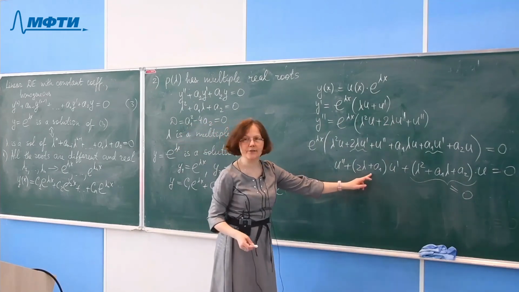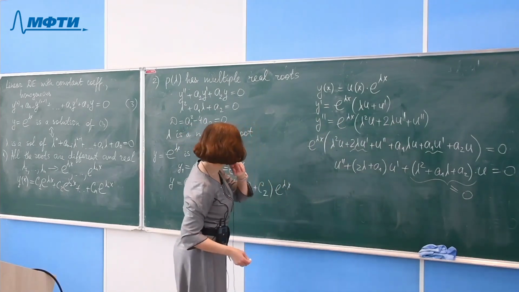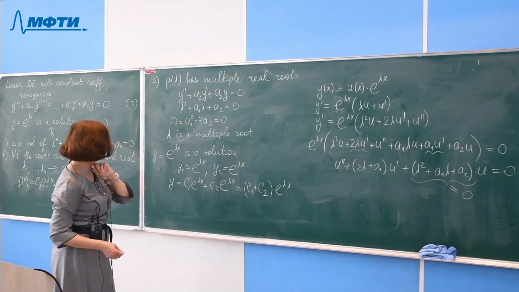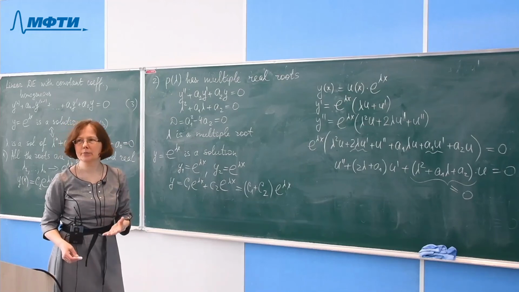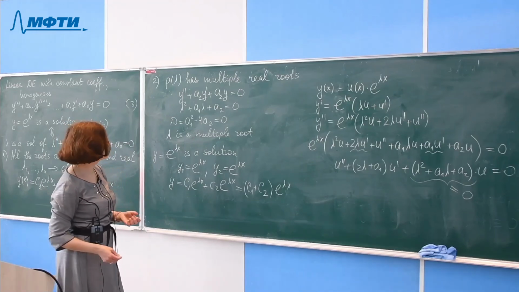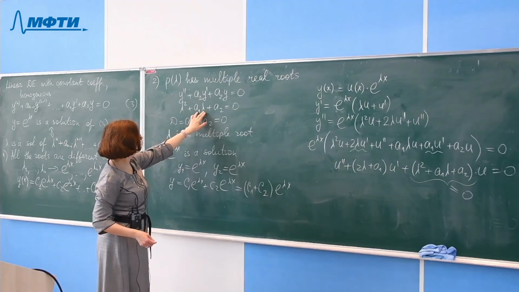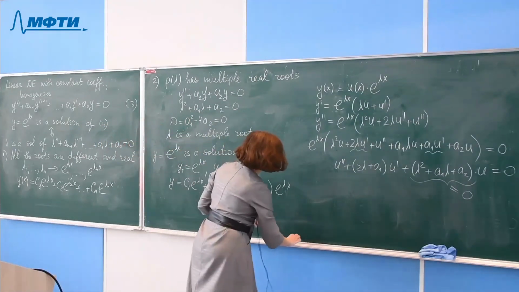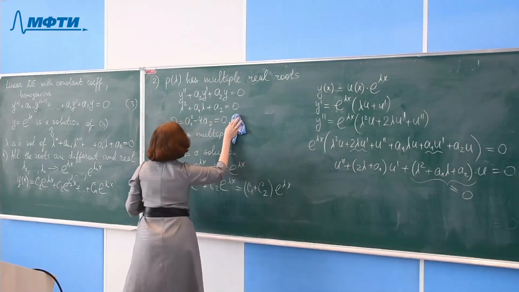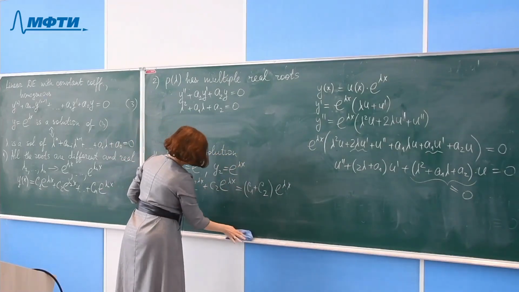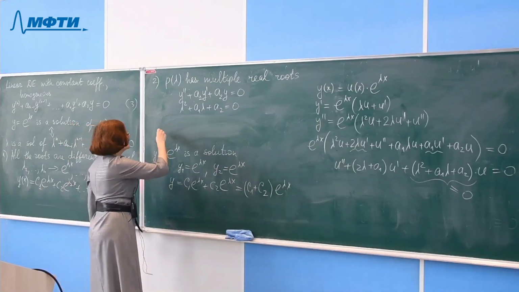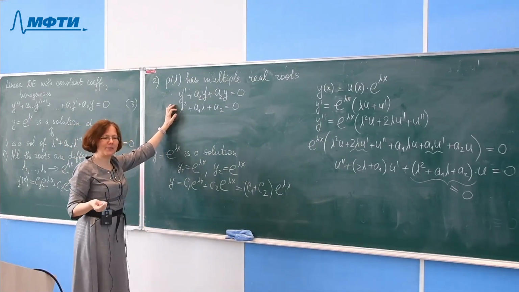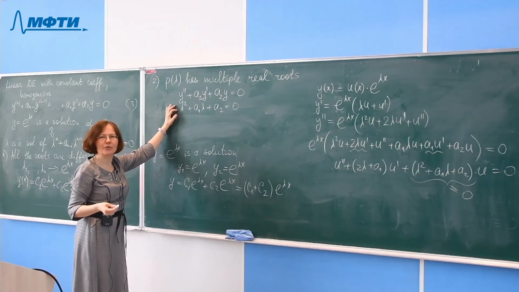What about the second coefficient? So we know that lambda is a multiple root. Since lambda is a multiple root, do you know that if lambda is a multiple root of a polynomial, then it is a root of its derivative?